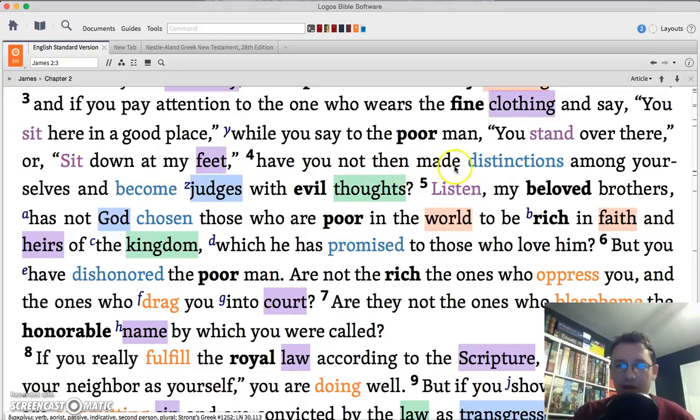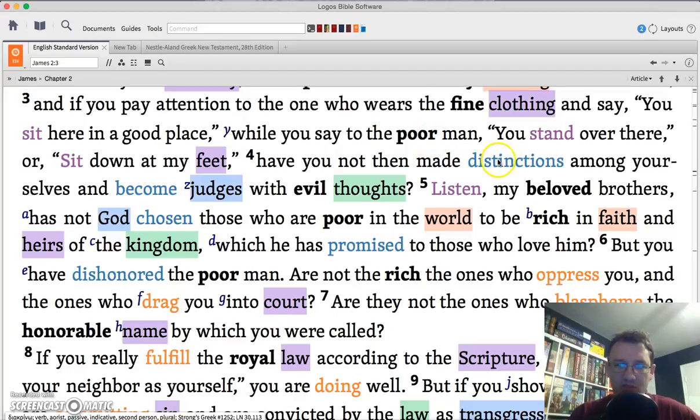"Have you not then made distinctions?" So "distinctions" is highlighted blue, right? And that tells you that it's the aorist tense, because that's how I've marked my aorists. Verb, aorist, passive, indicative, second person plural would be the answer to the question as to how you parse it, that is, list all the details.